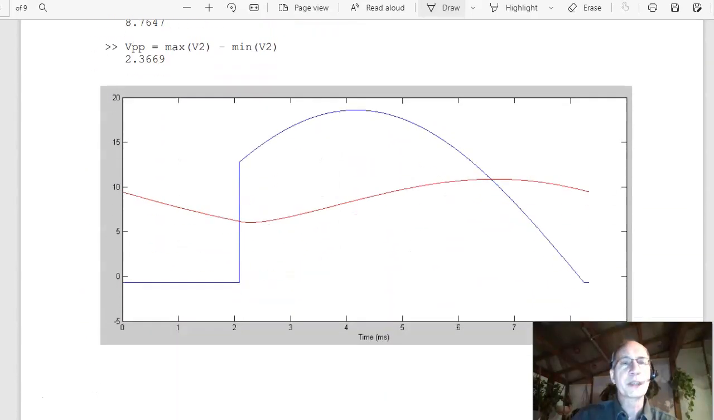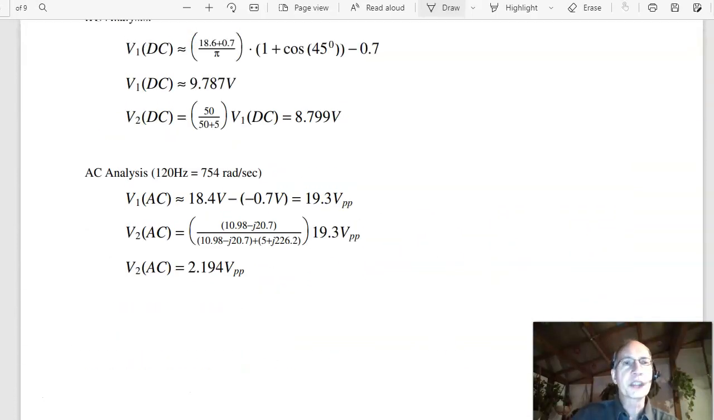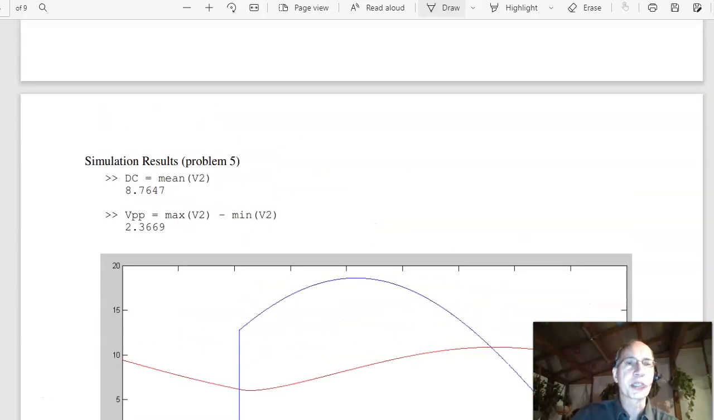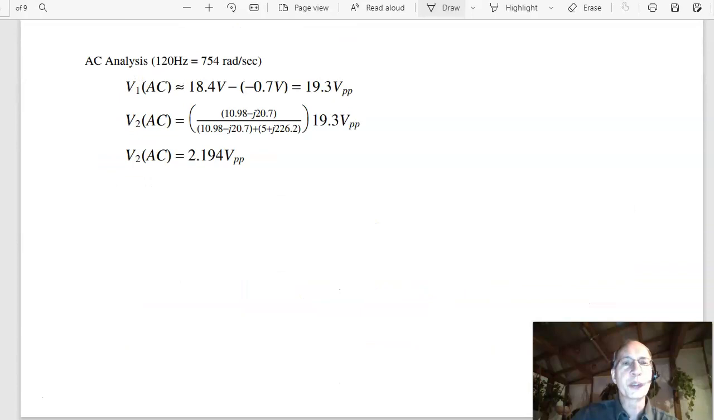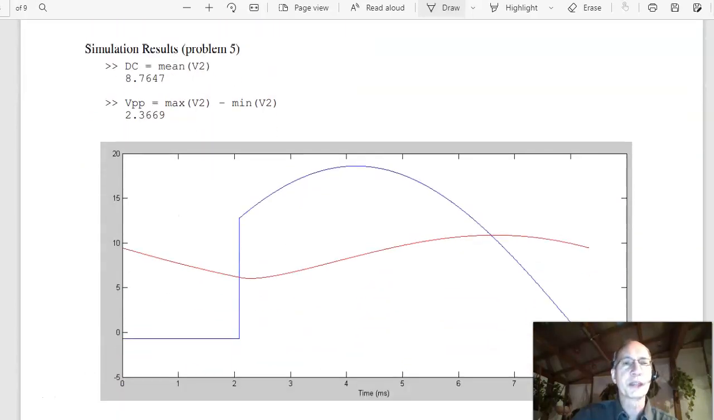If I throw this into problem 5, that matches up. The DC voltage I calculated was 8.79. We got 8.76, pretty close. The AC voltage, 2.19 volts peak to peak. Simulated in problem 5, 2.36 volts peak to peak. So the calculations seem about right.